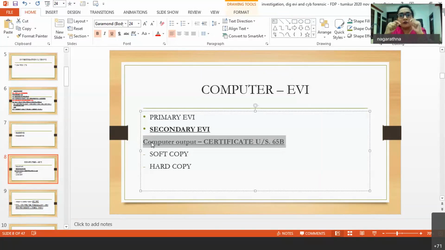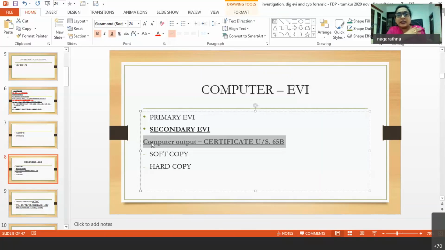And there you should also say that when I took the output, this computer was in working condition. And even if some features were not working, it was not such a matter that it affected taking the output. So keep this in mind. I'll come to a case study, and we'll understand the relevance and importance of this.